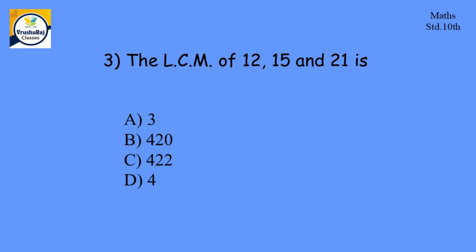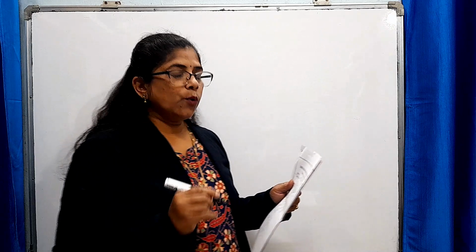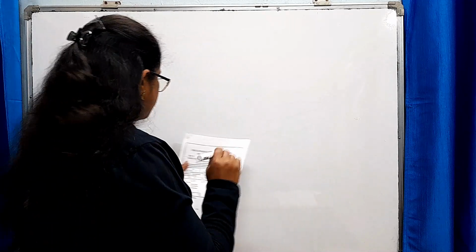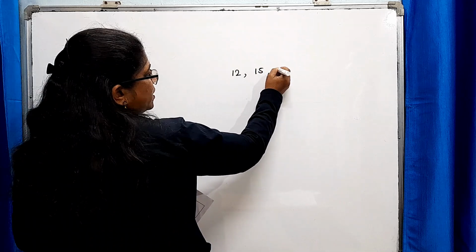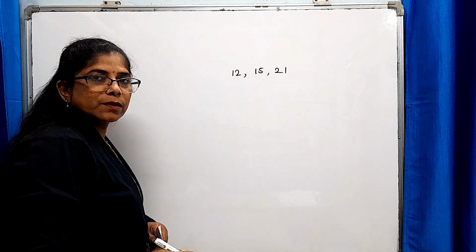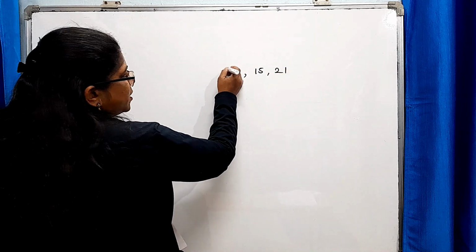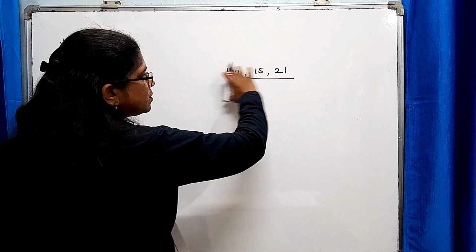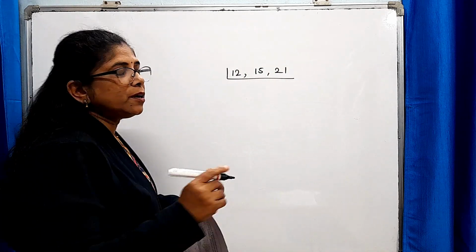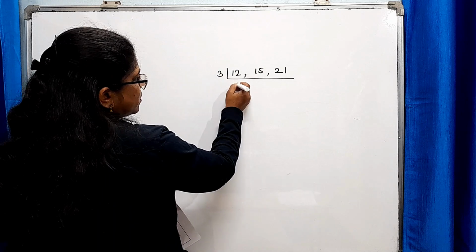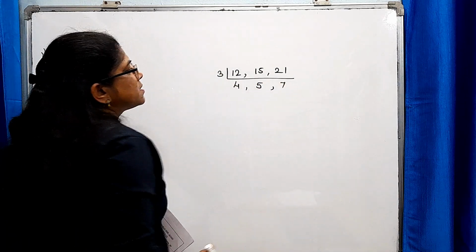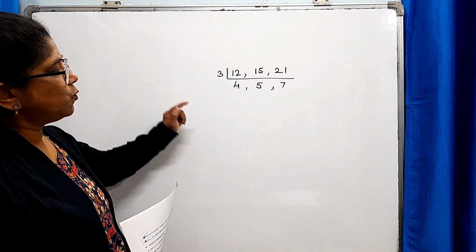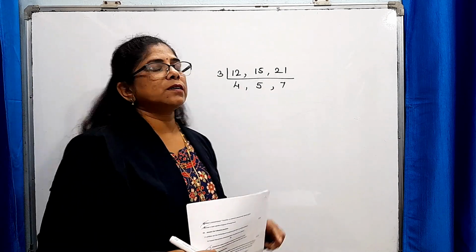Find the LCM of 12, 15 and 21. The numbers are 12, 15 and 21. Divide these. Here, these three numbers we can commonly divide by 3. 3 4s are 12, 3 5s are 15, 3 7s are 21.